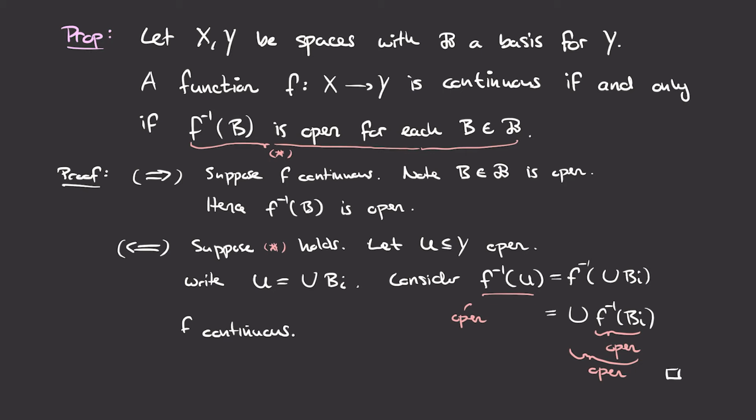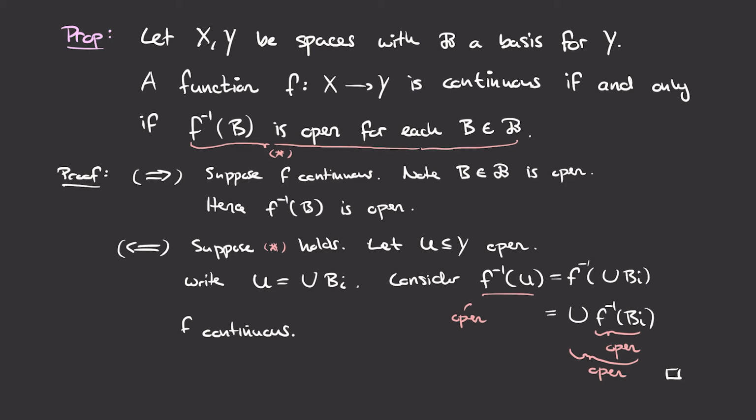So here we again see an example where working with a basis simplifies our life, because in order to check that a function is continuous, we don't need to check that the preimage of an arbitrary open subset is open. We can just restrict ourselves to these basis elements and check if the preimages of basis elements are open.